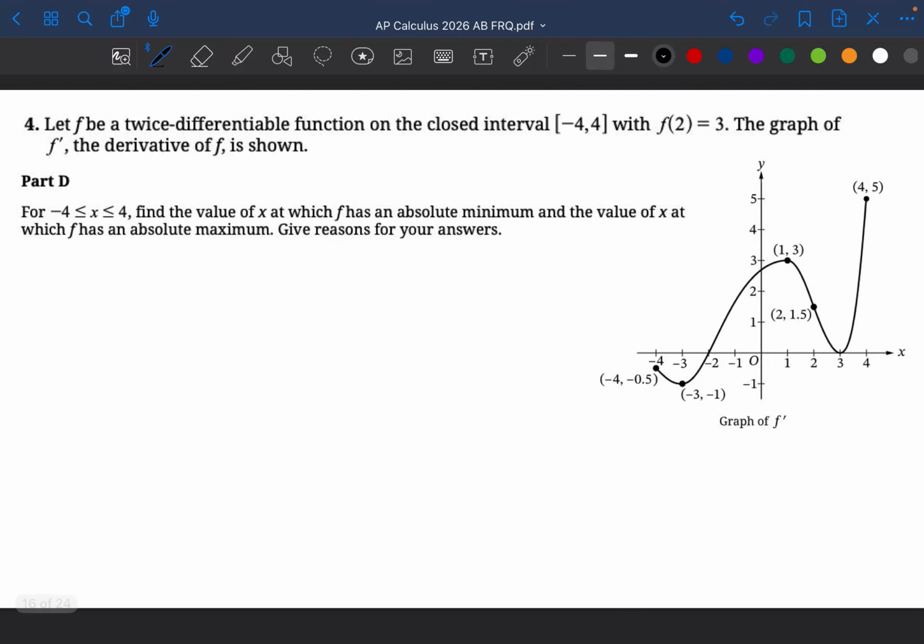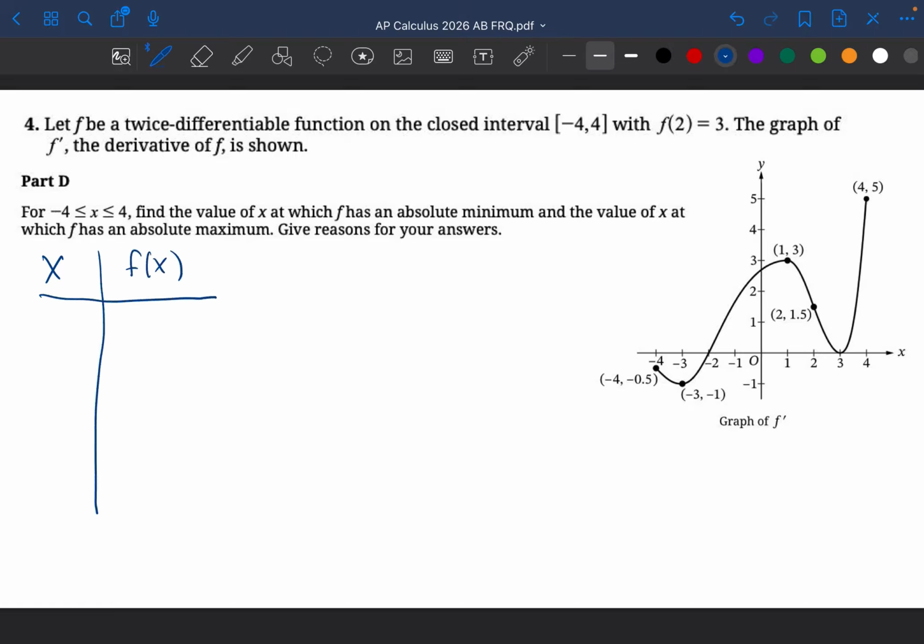Part D. From -4 ≤ x ≤ 4, find the value of x at which f has an absolute minimum and the value of x at which f has an absolute maximum. Notice that they're not asking for the y values, but we have to give reasons for why we pick the values that we do. So when we have absolute maximums and absolute minimums, we need to consider our candidates. So we need to consider our x value and then our f of x value.